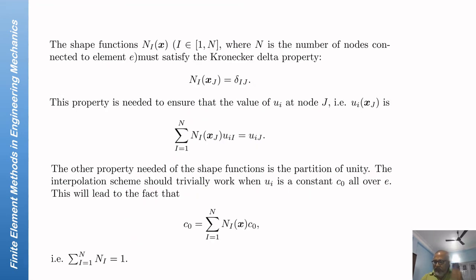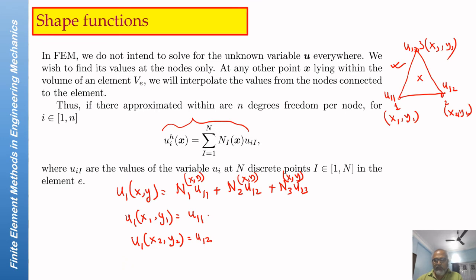And that is because this interpolation must work in the most trivial case, where this is a constant function. Let's say it's a constant equal to C naught. Then the values at the nodes are also C naught, so this has to be C naught as well. And if this has to work in that situation where the value of the field variable is a constant all over the element, then the C naught cancels and the summation of all the Ni's must be equal to 1. This is known as the partition of unity property.